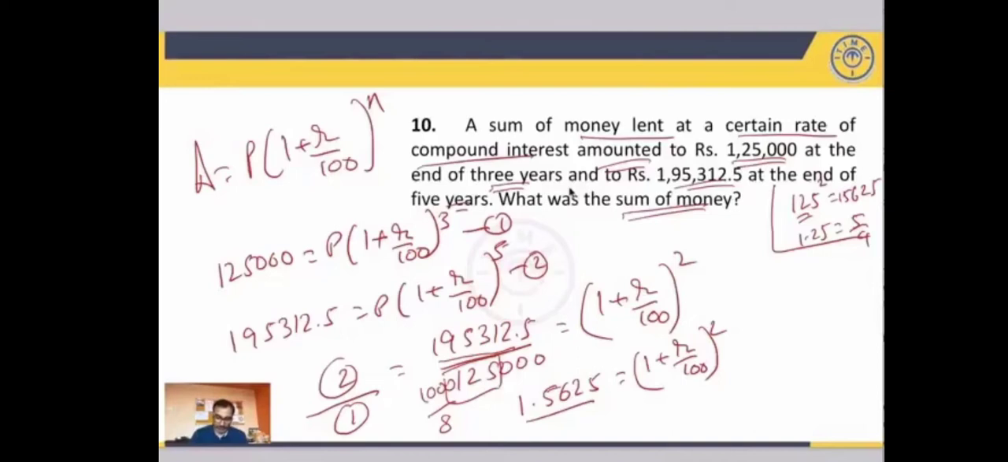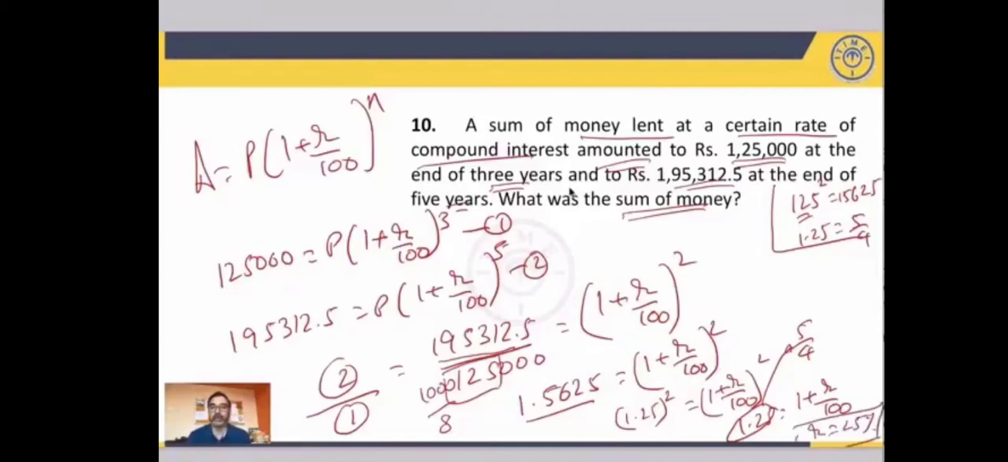So 1.25 whole square is nothing but (1 + R/100) whole square, or 1.25 is nothing but 1 plus R by 100. This 1.25 we can write as 5 by 4. So 5 by 4 is equal to 1 plus R by 100, or 1 by 4 is equal to R by 100. So the rate of interest is 25%.